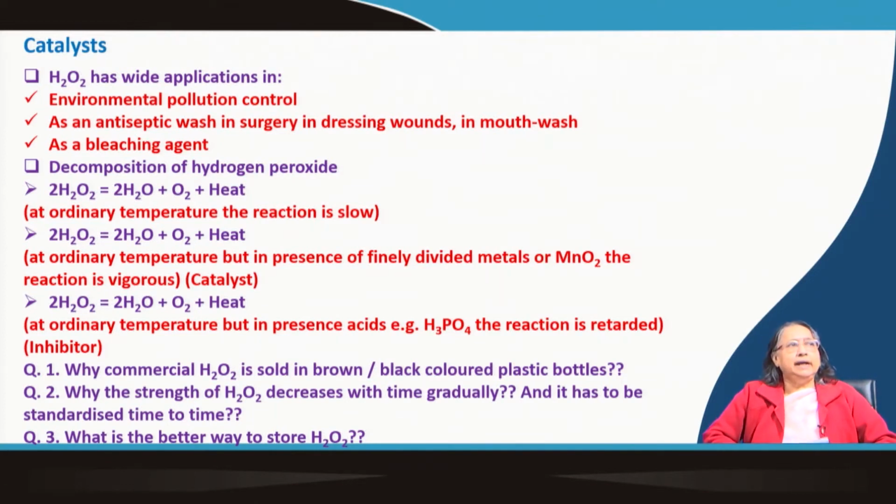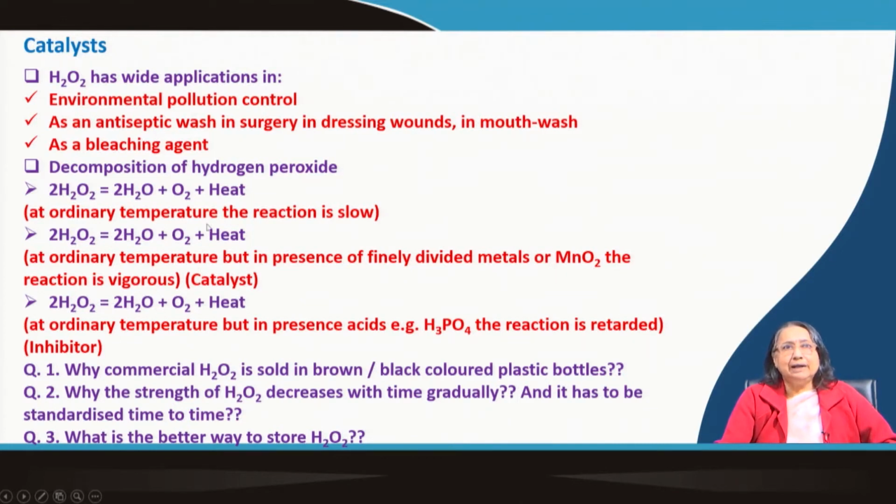But say, for example, you take some MnO2. You know MnO2 is pyrolusite, a natural ore. You can take some MnO2 in a watch glass and put the H2O2 there, and then you will see a very vigorous reaction happening. That is just because MnO2 is a very good catalyst for the decomposition of H2O2. Okay. Now, here it is shown that at ordinary temperature the reaction is very slow, which we can observe also, but in the presence of finely divided metals or MnO2 the reaction is vigorous.